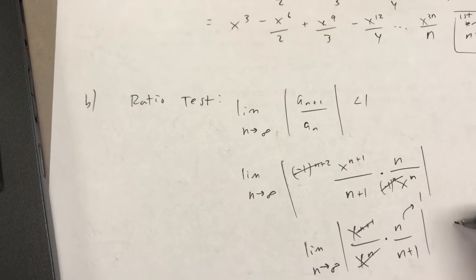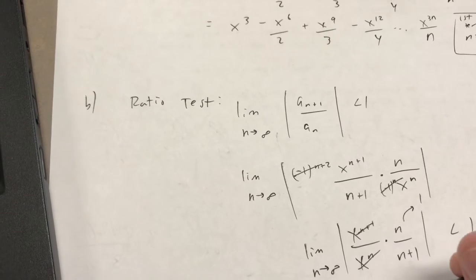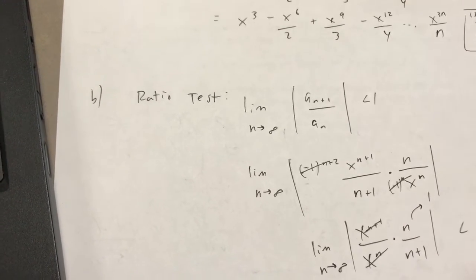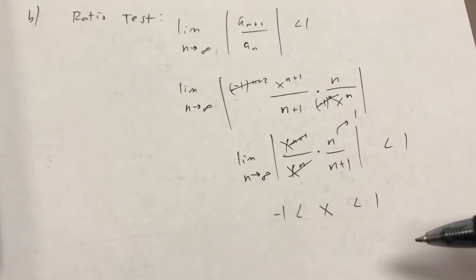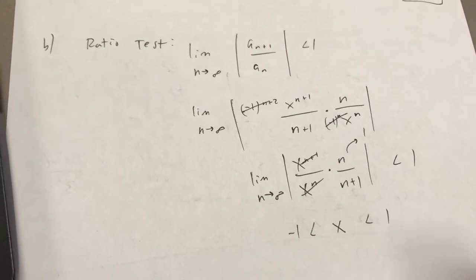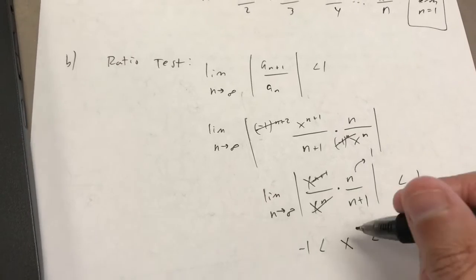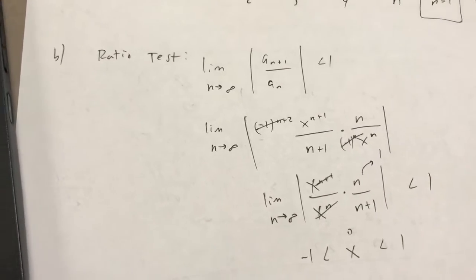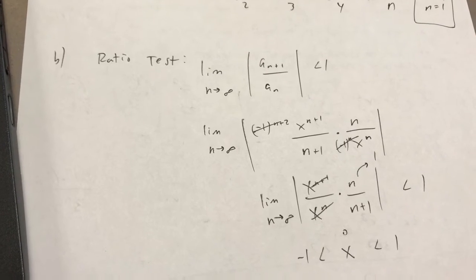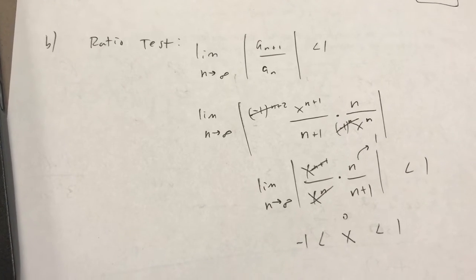And so as a result, we really just have x, the absolute value of x we'd like to be less than 1. If I want to get rid of the absolute value, it means that x has to be between negative 1 and positive 1. Okay, so that actually would tell us that 0 is our center, and we're going up 1 and back 1, and that's our radius of convergence being 1.